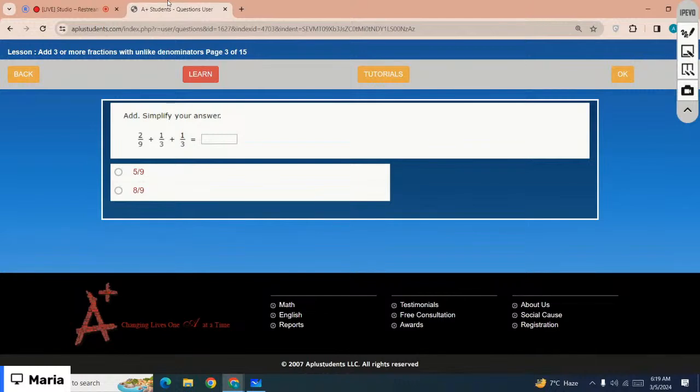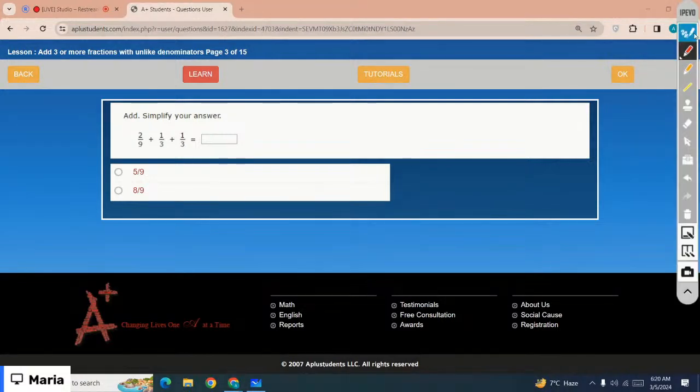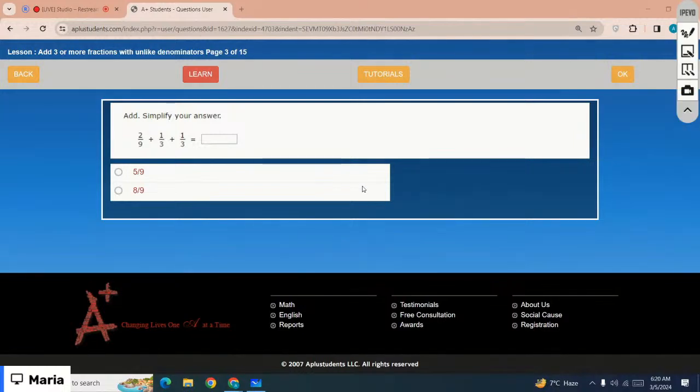So that is 2 over 9 and 2 times 2 is 4, 4 plus 3 times 3 is 9. So yes, that is okay. Let's add: 1 by 3 and 1 by 3 makes 2 by 3. So that is 2 by 9 plus 2 by 3. 3 times 3 is 9, so we need to multiply by 3. So 2 by 9 plus 3 times 2, which is 6 by 9. So 6 plus 2 is 8 over 9. The correct option is 8 over 9, right?